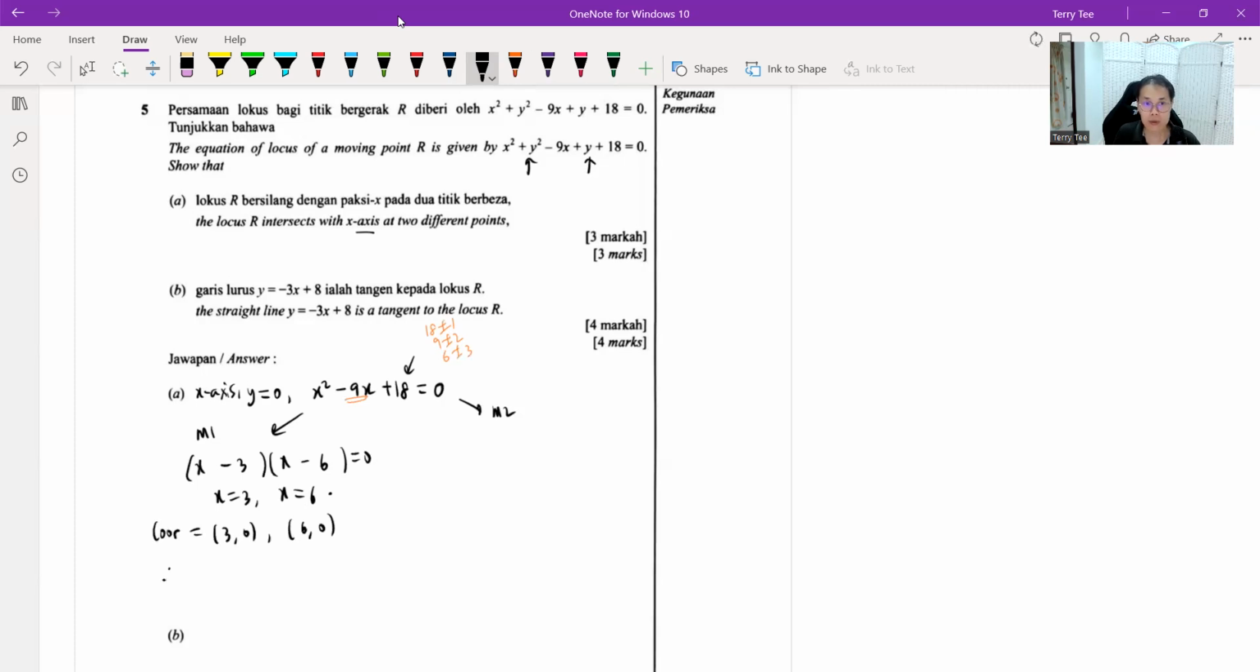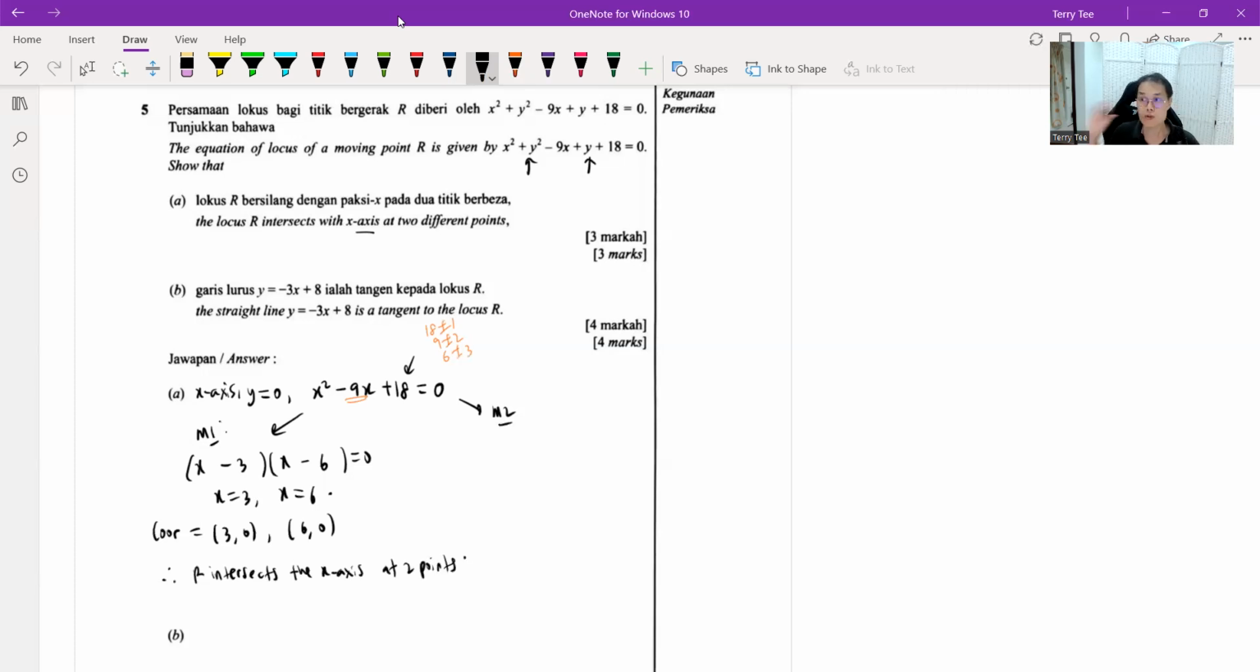So therefore, we can come up with a conclusion that R intersects the x-axis at 2 points. Yeah, pretty simple, right? Because we can actually solve it.